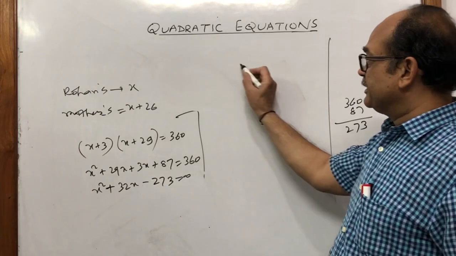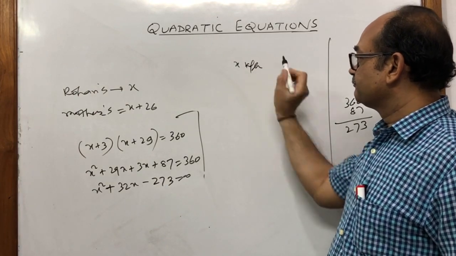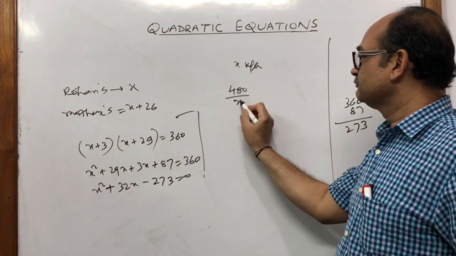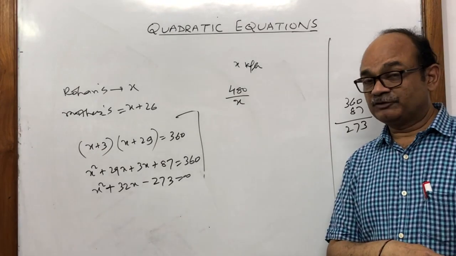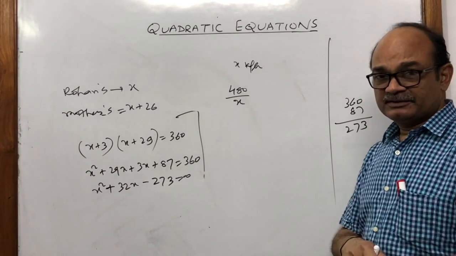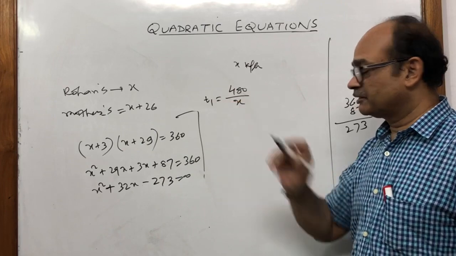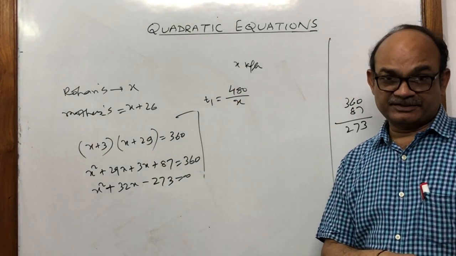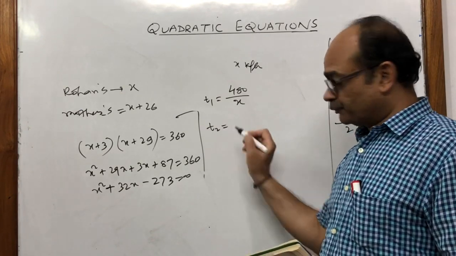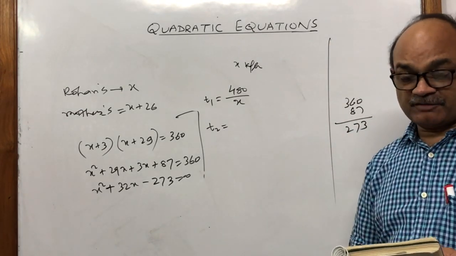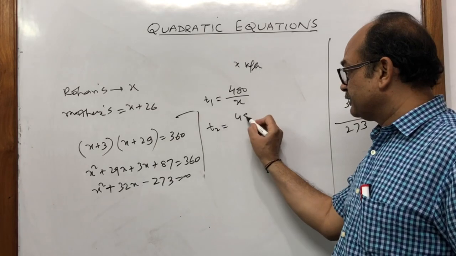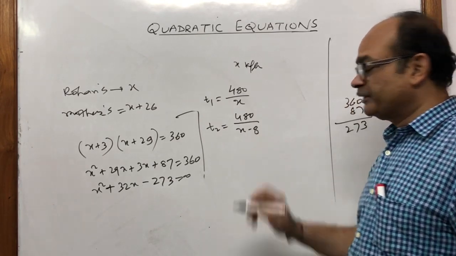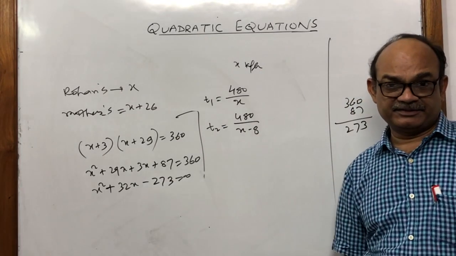Suppose the uniform speed is x kilometers per hour. Then 480 km is covered in time equal to distance upon speed. So this is the first case, the time taken with the speed of x km per hour. Now case number 2, what is given? 8 km per hour less, so the speed will be lower, that is 8 kilometers less than the previous speed, x minus 8.